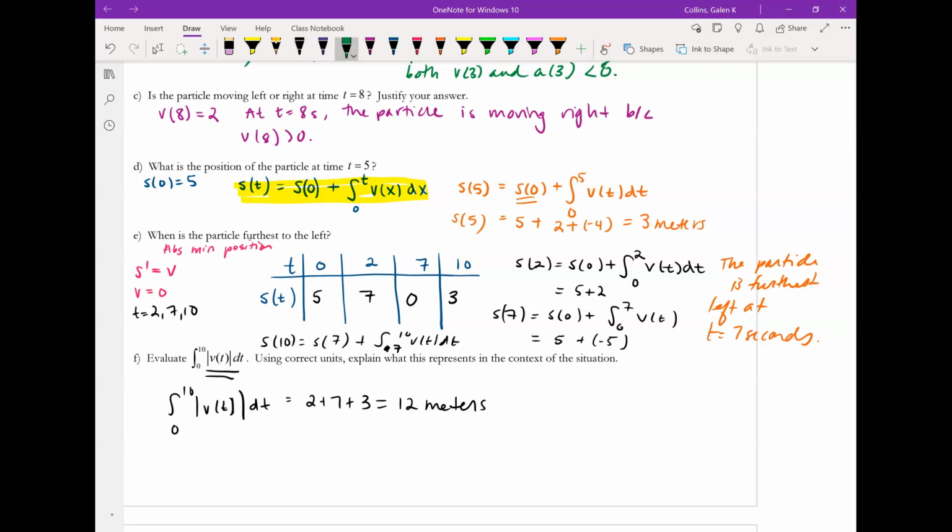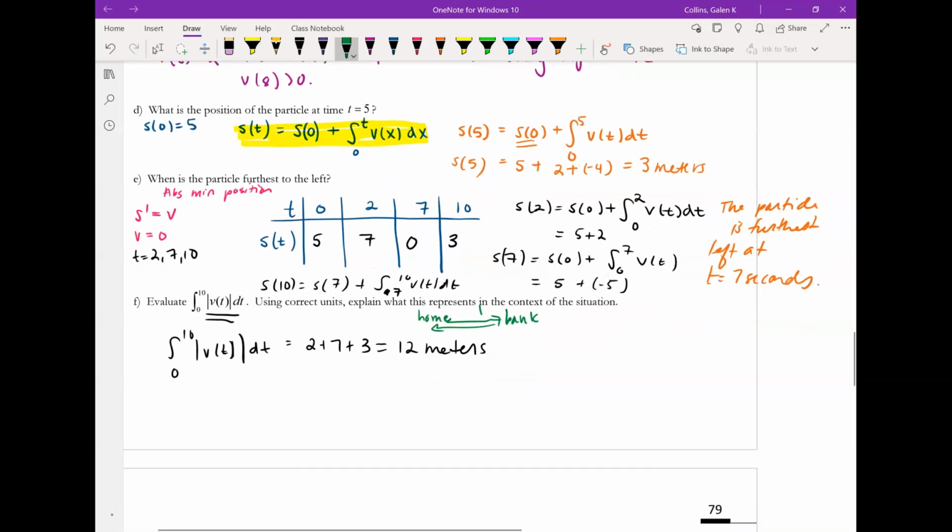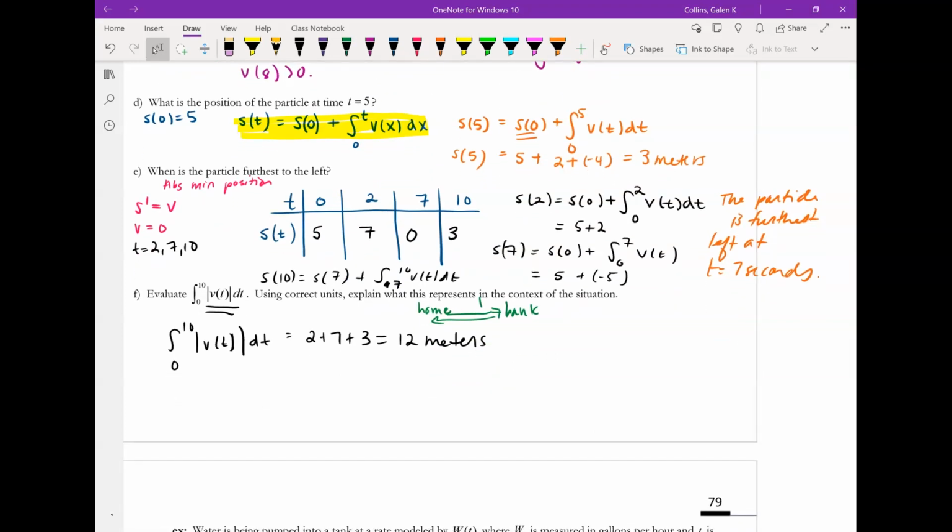So like if you are at your home and you go to the bank, and the bank is 1 mile away, and then you come back, well, your displacement is 0 because you're back where you started, but your total distance traveled is 2 miles because you drove a mile to the bank and a mile back. So we need to keep that in mind when we answer these questions.